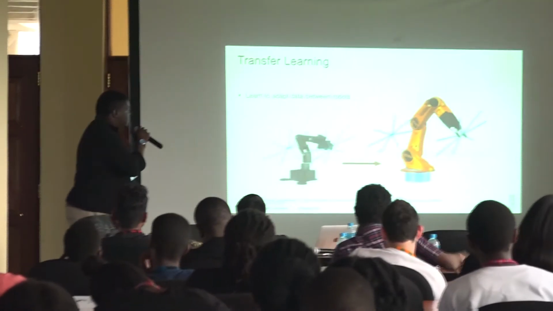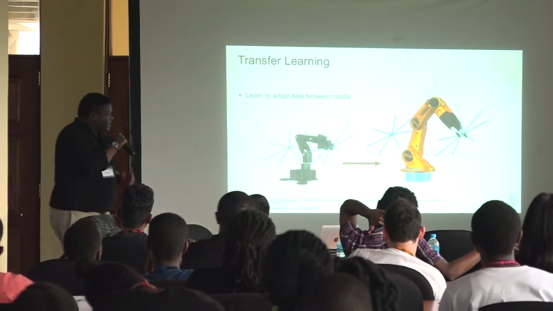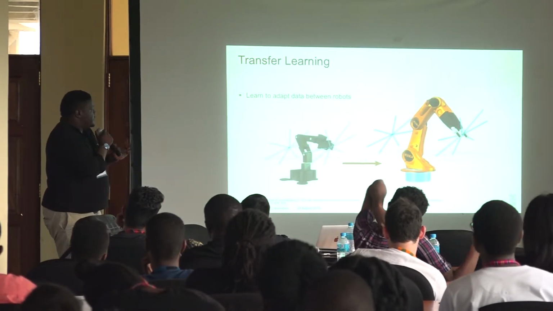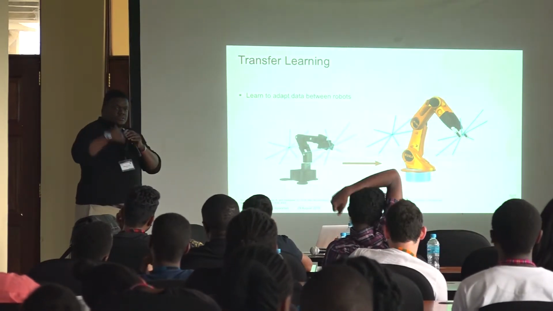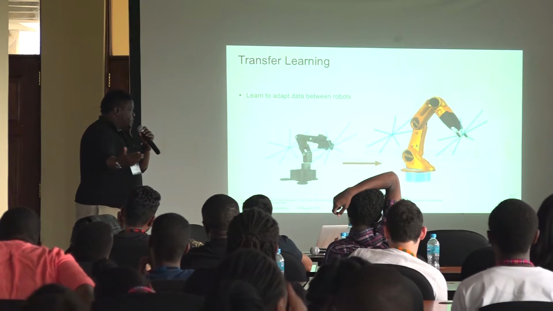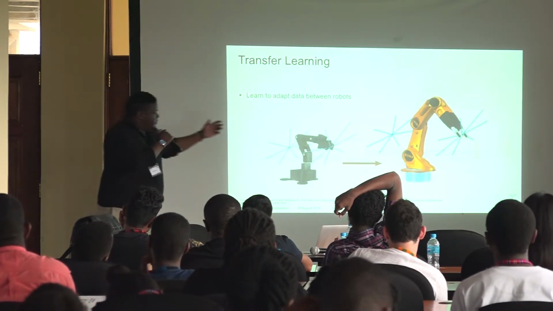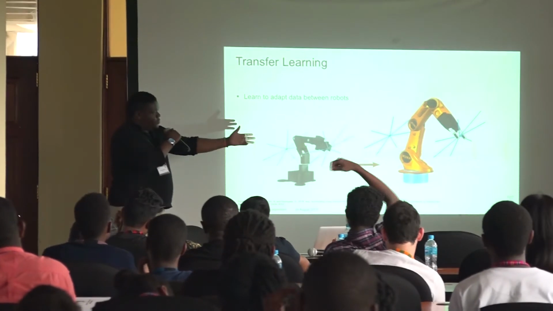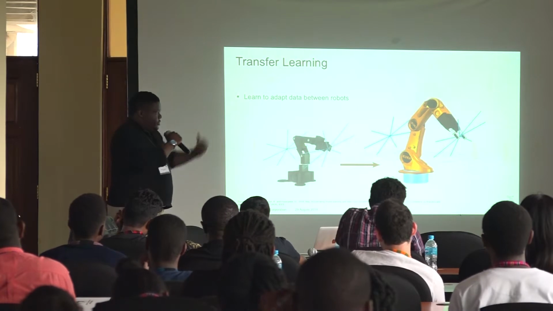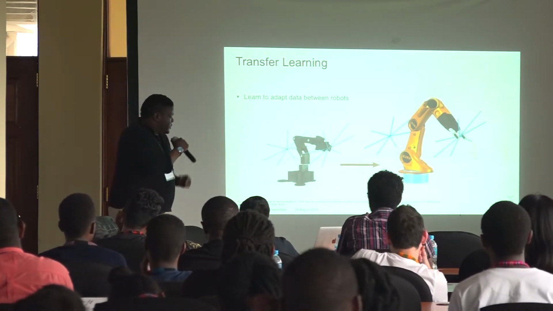So transfer learning, this is some of the work that I've done with Benjamin. The idea is to learn to adapt data between robots so that we can generate more data for the target robot. And this is particularly useful if you have a cheap robot that you can play around with, and you have a more expensive robot that you don't want to try and break. So you can generate a lot of data from the cheap robot and learn to adapt the data.